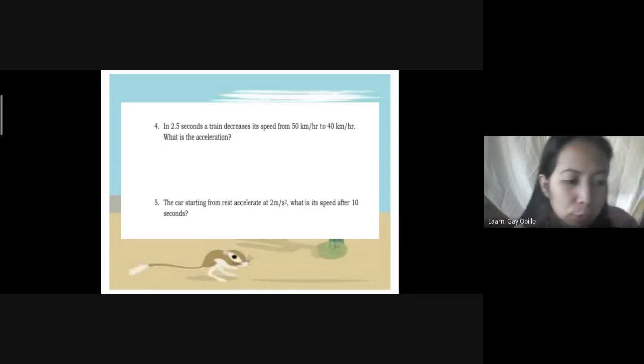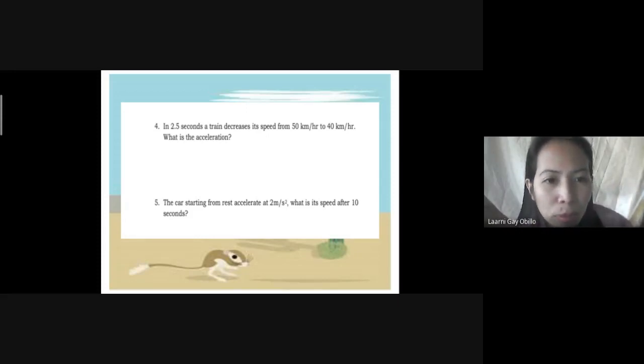What is the answer? Kung meron kayong 10 piso, hahatiin nyo ng 2.5. Ilan matitira? Ilang tao yung mabibigyan? Okay, answer is negative 4. Very good talaga si Miguel. Ang galing niya sa math. Okay, negative 4 kilometer per hour per second.